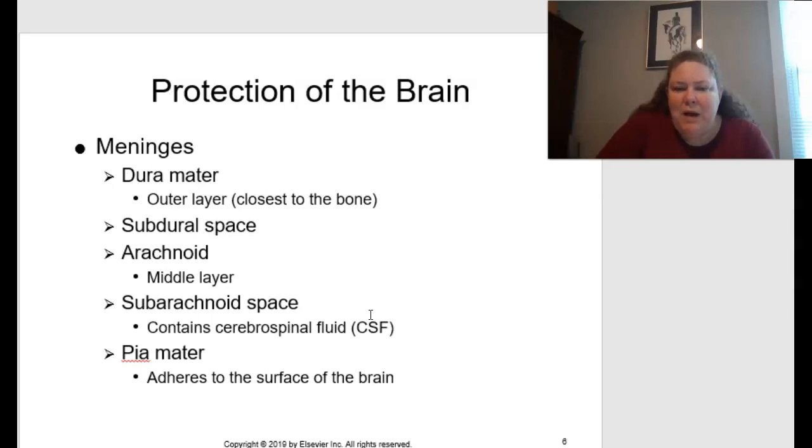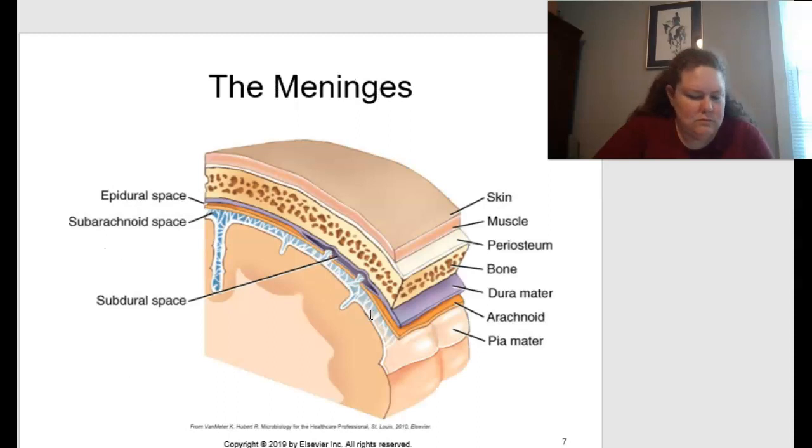And then we have the pia mater, and this is going to be what adheres to the surface of the brain. So looking at the meninges, this is very similar to the figure that is on page 328 of your book. It's figure 14.2. And so again, you have the skin, and then you have your muscle, and then you have your periosteum of the bone, and then you have your dura mater, your arachnoid mater, and then your pia mater. So DAP, your DAP, dura, arachnoid, and then your pia mater.